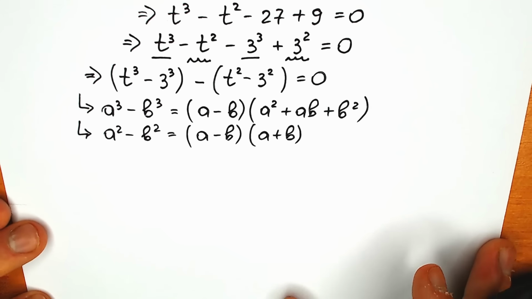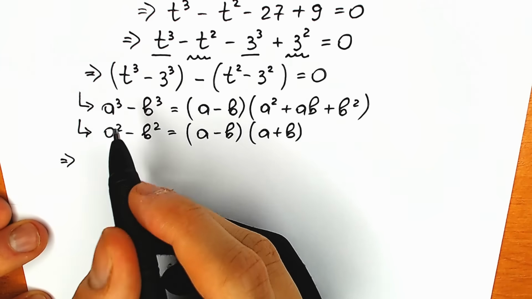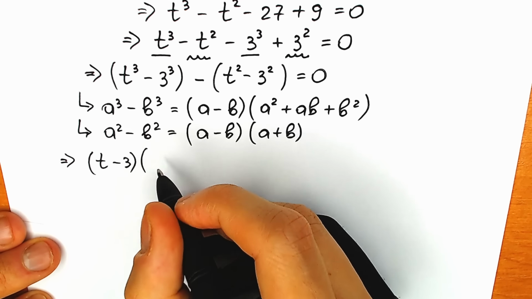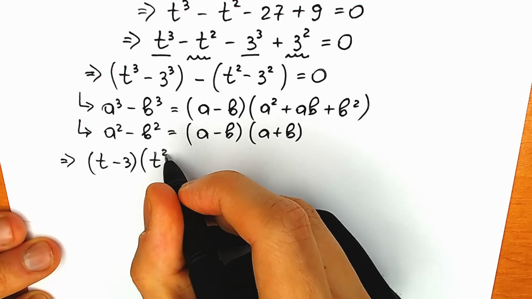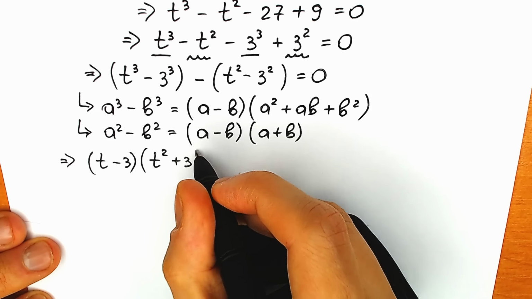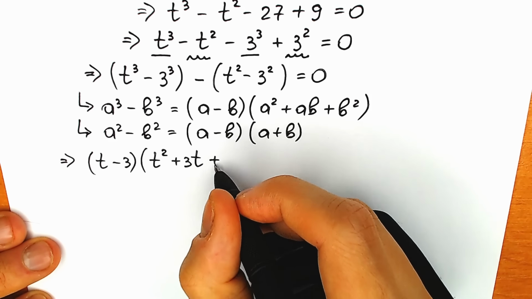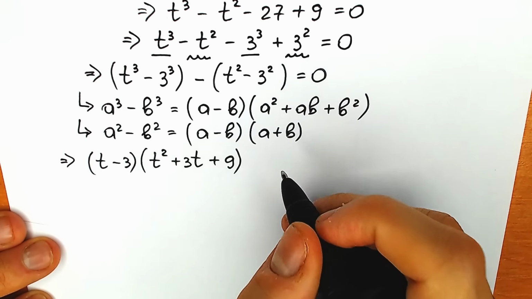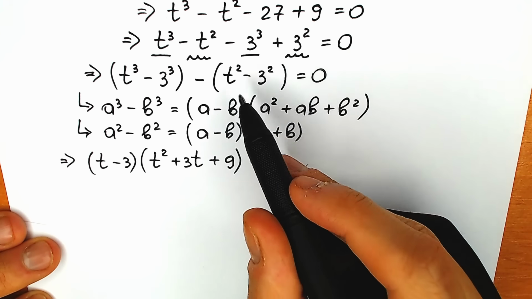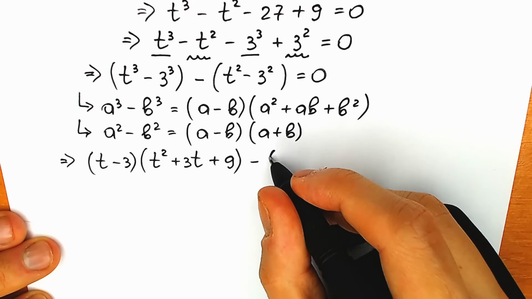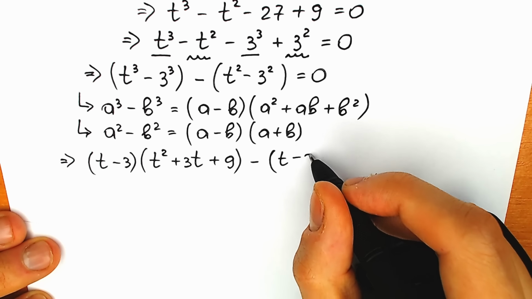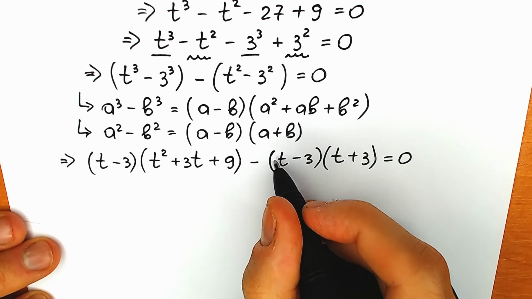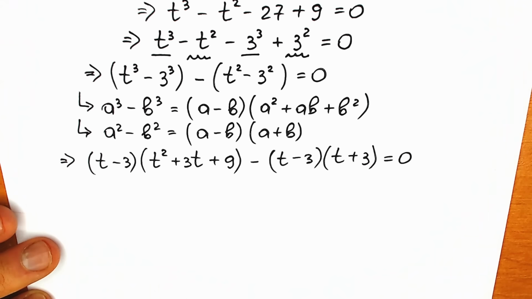So let's see. First of all, I'm going to start with the difference of two cubes. So we have t minus 3, and in another parenthesis we have t squared plus 3t plus 9. This is our formula, difference of cubes. We're going to apply it to this expression. Then minus t minus 3 times t plus 3. This is maybe easier for us, t minus 3 and t plus 3. We expand these expressions in terms of our formulas.